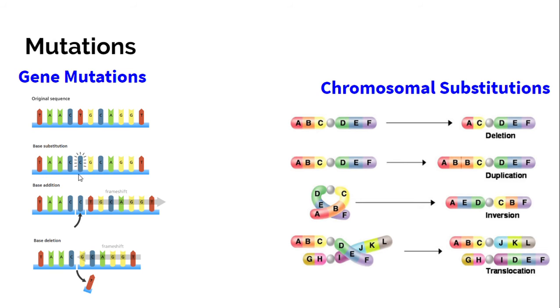So, for instance, if it was AATG, then if it was a substitution gene mutation, it might change to AAAG. So one of the bases just got substituted. Another kind of gene mutation is insertion.